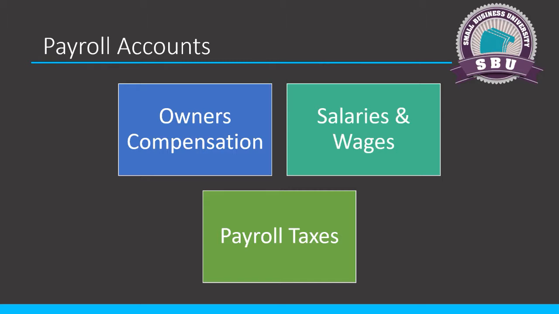So the gross wages of the owners go into owner's compensation, the non-owners go into salaries and wages, and then the payroll taxes, which are the employer side taxes, right? Going all the way back to our first slide, the employer side, which is the employer FICA and the unemployment taxes, that should go into the payroll tax expense account, okay?